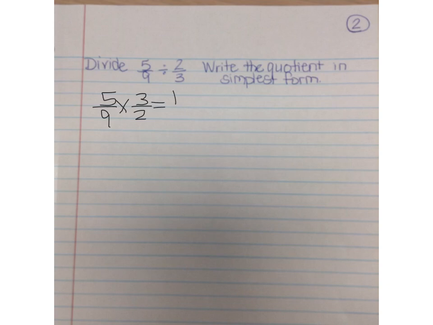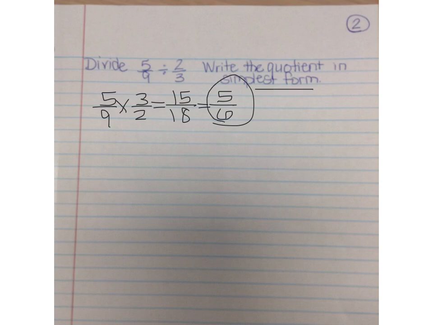Okay, so then we have 15 divided by 18. However, that is not simplest form. So what number can go into both of those? 3. So we're going to do 5 goes into 15 5 times and 18 6 times. And so that is our final answer because it's in simplest form.